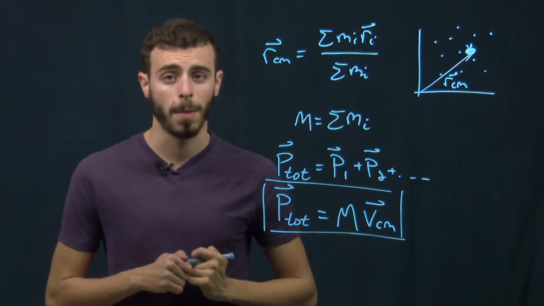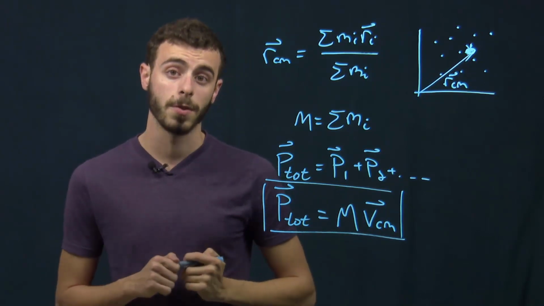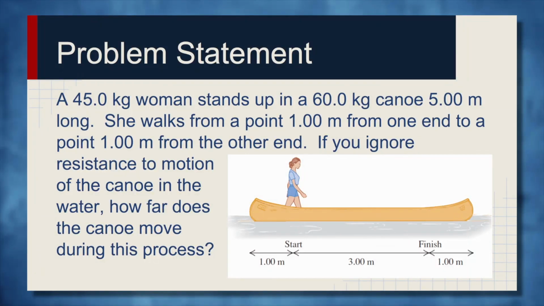So let's look at the problem statement, which reads as follows. A 45 kilogram woman stands up in a 60 kilogram canoe 5 meters long. She walks from a point 1 meter from one end to a point 1 meter from the other end. If you ignore resistance to motion of the canoe in the water, how far does the canoe move during this process? At this point, you should pause the video, reread this problem a couple times, and maybe even try it on your own.